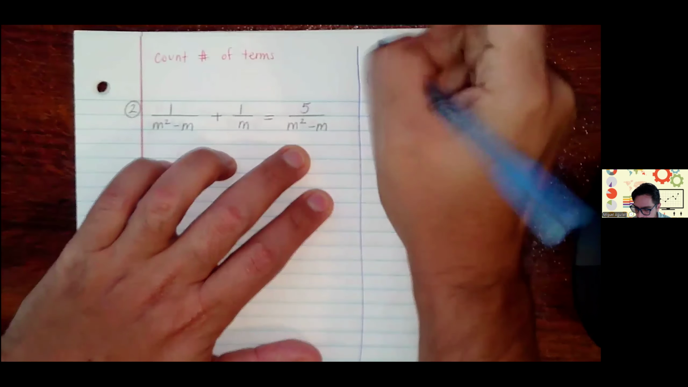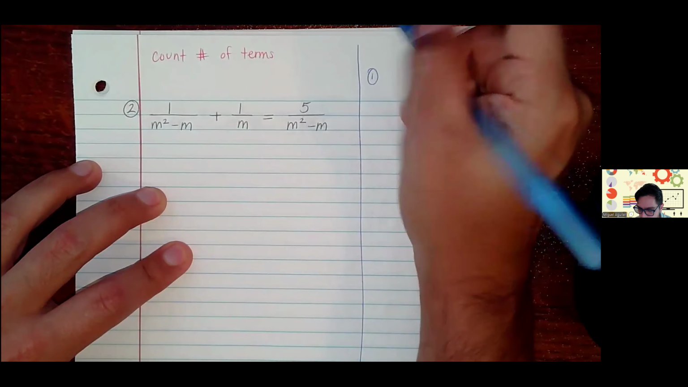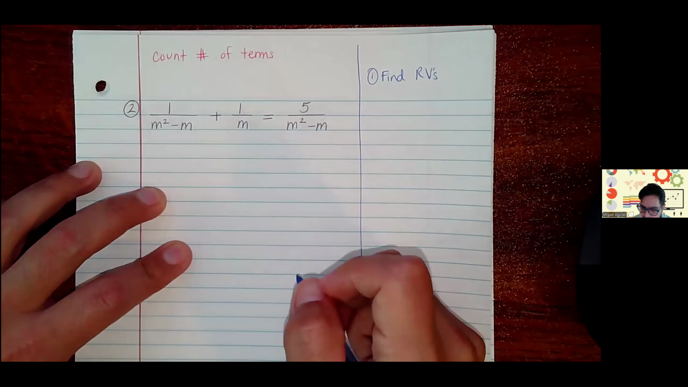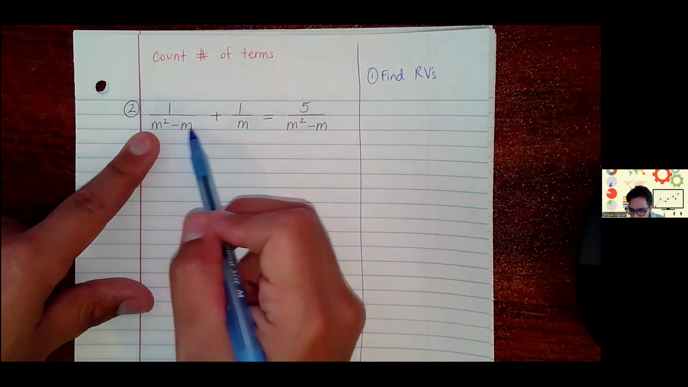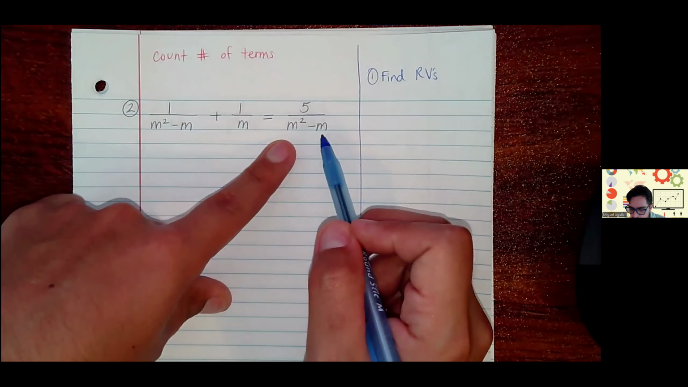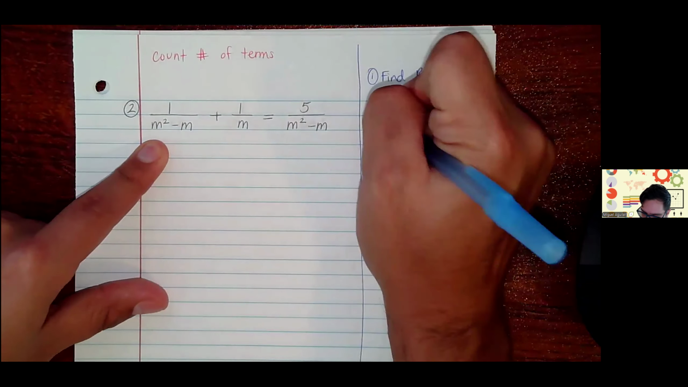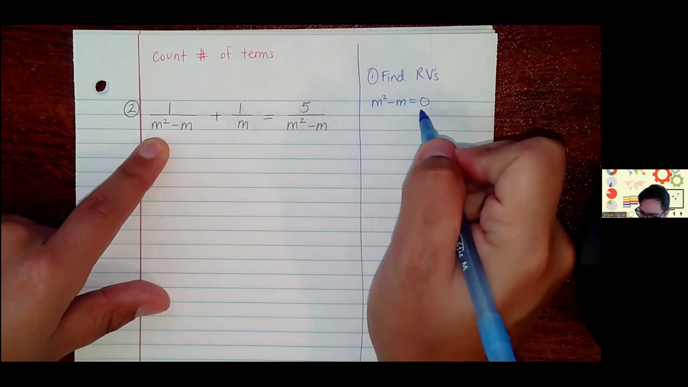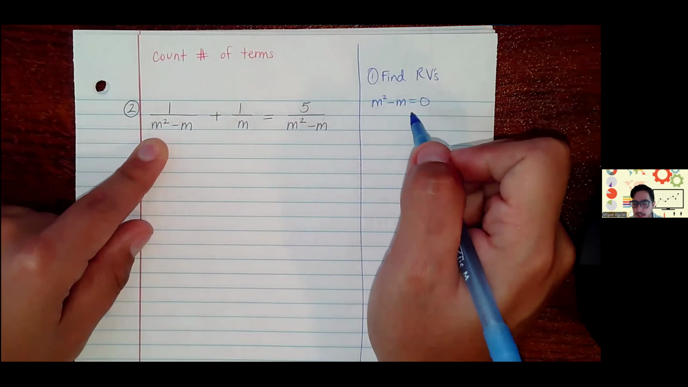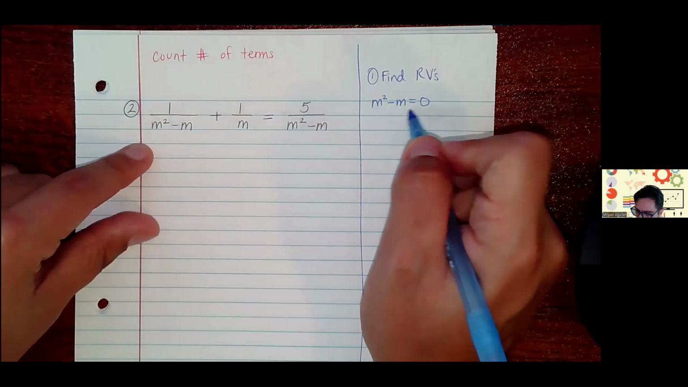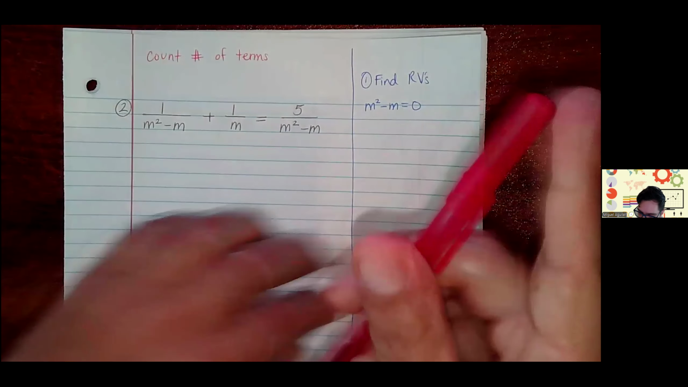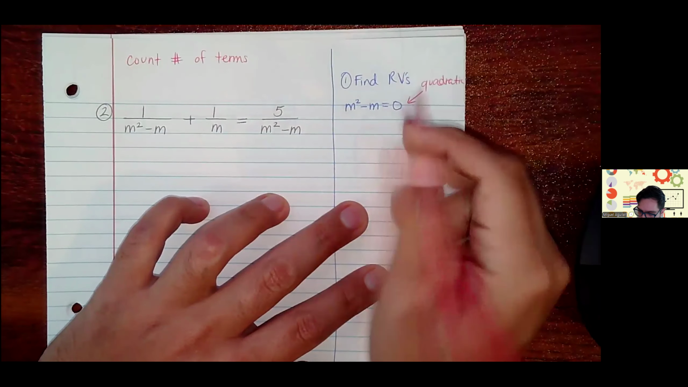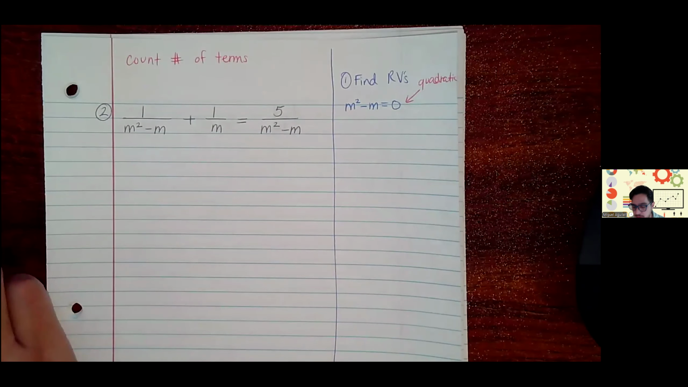Okay. But for now, we're going to go in the order of the steps that we were given before. So step 1 is to find the restricted values, right? And by looking at the denominators of any of these expressions, we can find our restricted values. For instance, if I set m squared minus m equal to 0, and then solve this equation, then I can find my restricted values, okay? But this is a quadratic equation. So you have to ask yourself, how do I solve this quadratic? So watch out. This quadratic denominator is going to give me 2 restricted values.